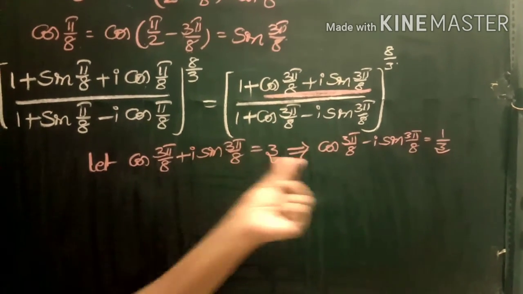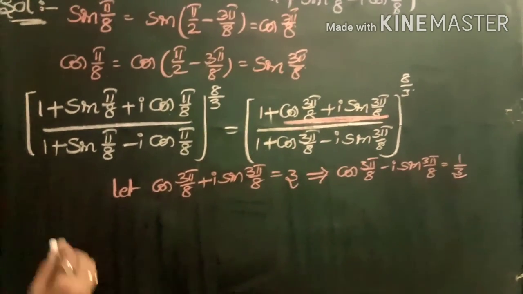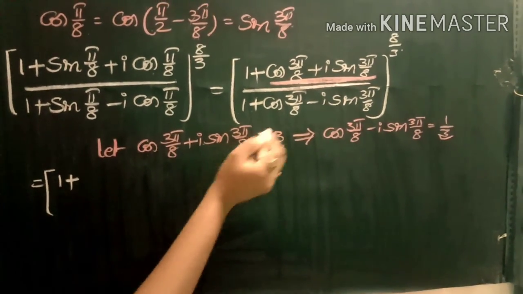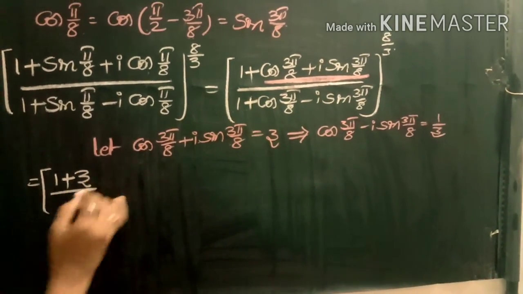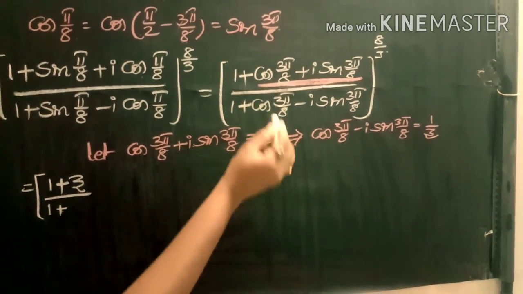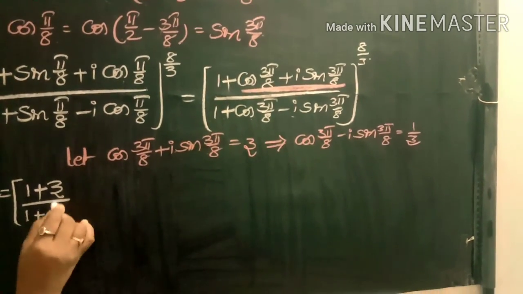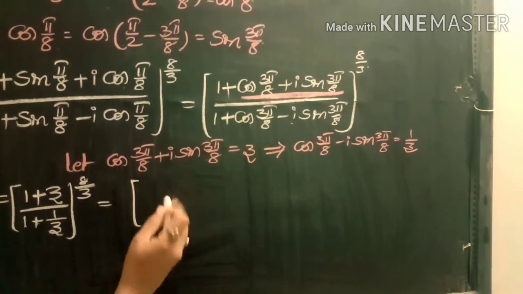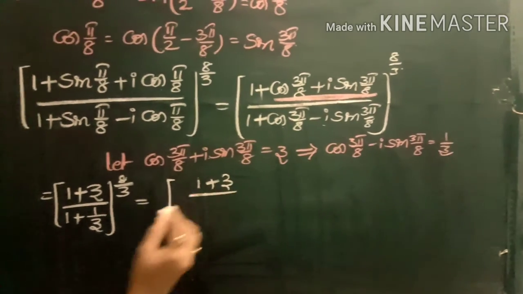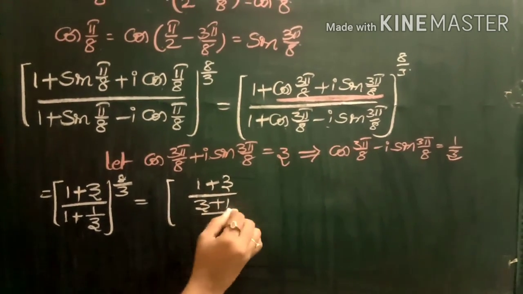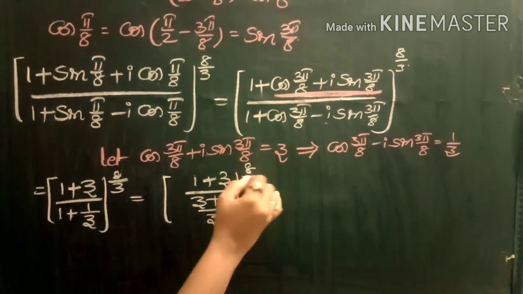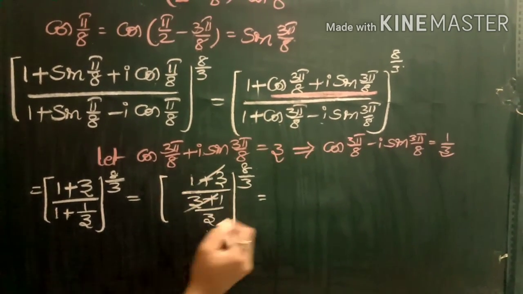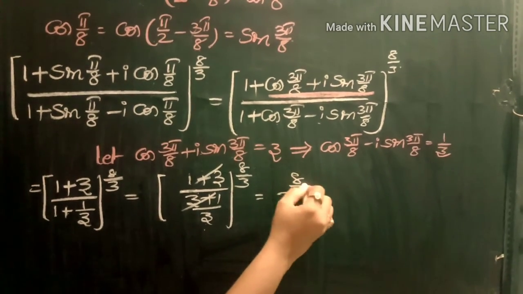Now we are substituting these two values in the above expression. Now this is equal to (1 + cos 3π/8 + i sin 3π/8, which is nothing but z) that is (1 + z) by (1 + cos 3π/8 − i sin 3π/8, that is nothing but 1/z) whole power 8/3, and this is equal to (1 + z) by, taking z LCM, (z + 1)/z whole power 8/3. Here 1 + z and 1 + z get cancelled. Now this is 1 by 1/z, and 1 by 1/z is nothing but z. So z power 8/3.